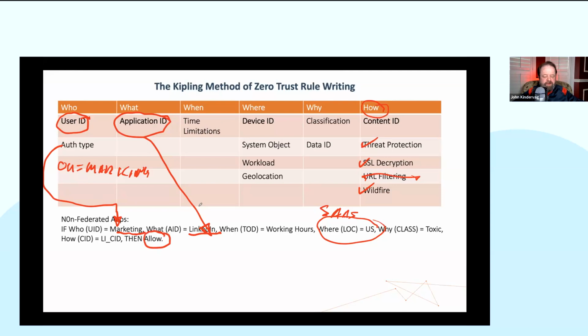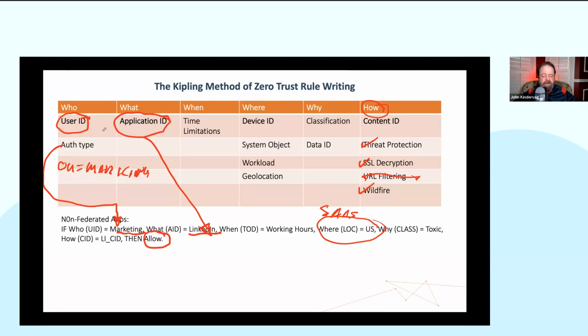Remember, there's almost never a deny rule. Zero trust is a set of granular allow rules. Just turn on this, turn on this, turn on this. Who needs to have access to LinkedIn? And here's the worst case scenario. Oh no, you're limiting people's ability to get their job done.